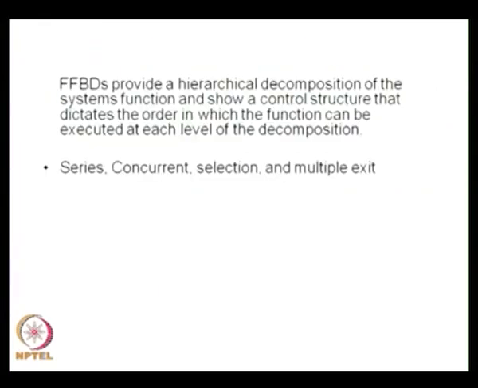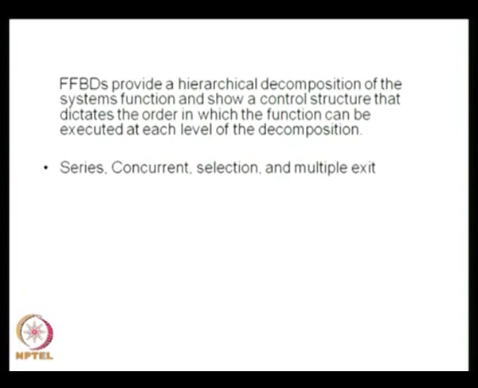The FFBDs provide a hierarchical decomposition of the system function and show a control structure that dictates the order in which the functions can be executed at each level of the decomposition. That is the importance of FFBD. There are different ways of executing functions, and they are classified into four categories: series execution, concurrent execution, selection, and multiple exit. These are the ways in which the functions can be executed in a system.